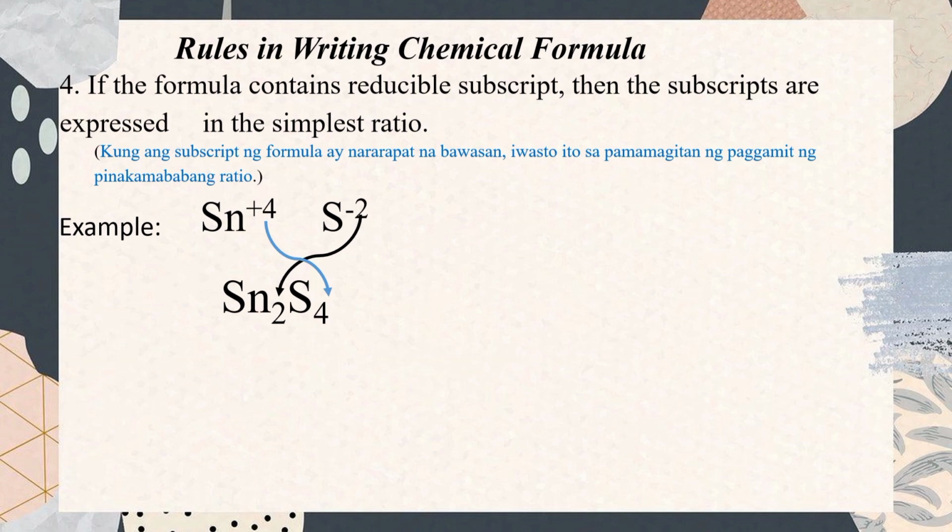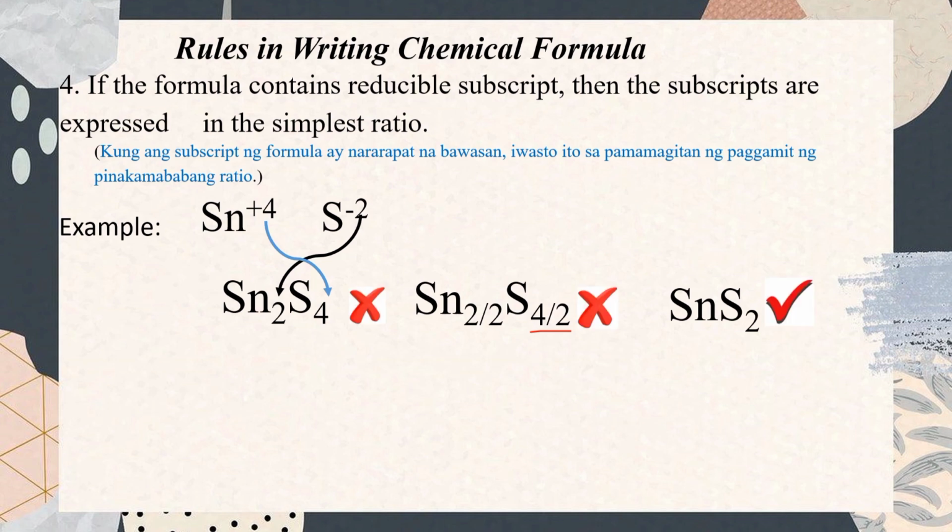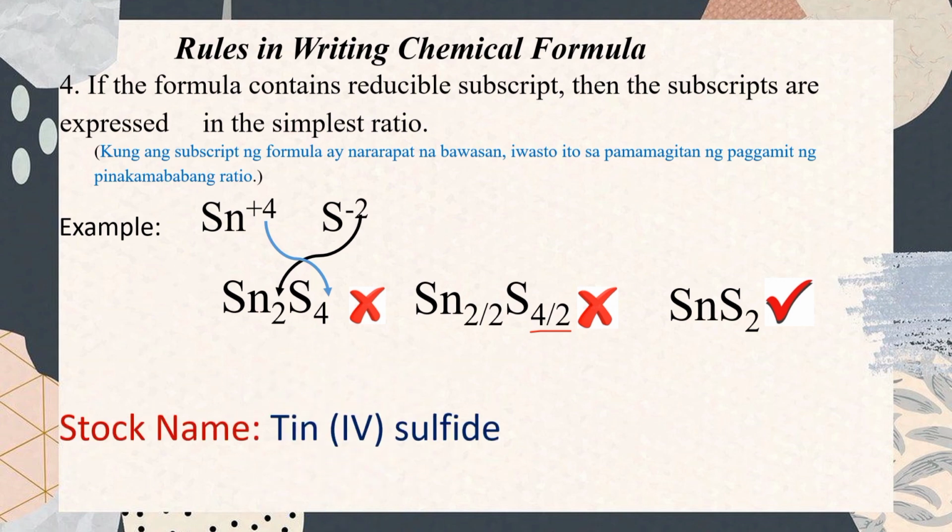Is it reducible? Yes. It is divisible by 2. So, dividing for Sn subscript of 2 and 2, we get 1. And for S, we have 4 divided by 2, we have a subscript of S of 2. That would be wrong, and this one would be the correct chemical formula. The stock name is tin 4 sulfide.